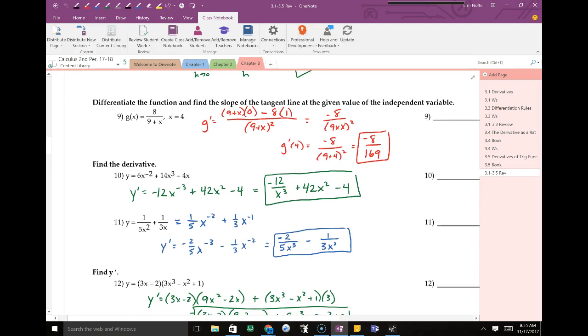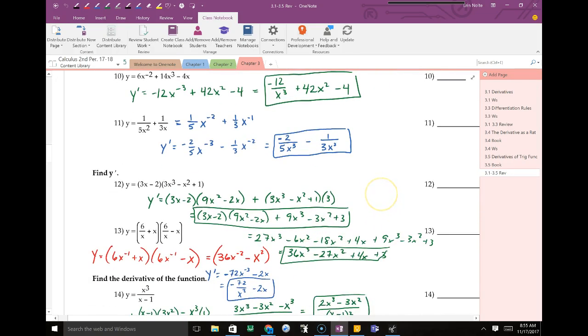Okay, number 10 is negative 12 over x cubed plus 42x squared minus 4. Number 11 is negative 2 over 5x to the third minus 1 over 3x squared. Make sure that you have that fully simplified.